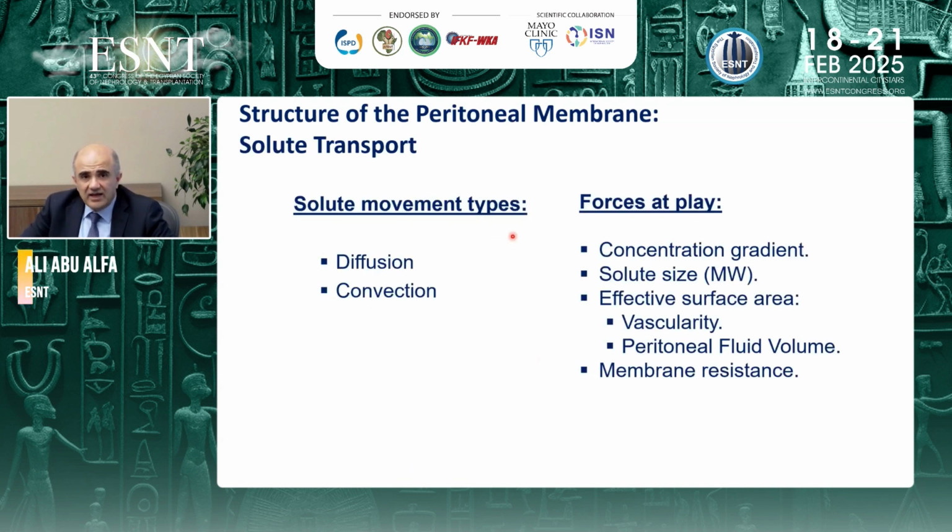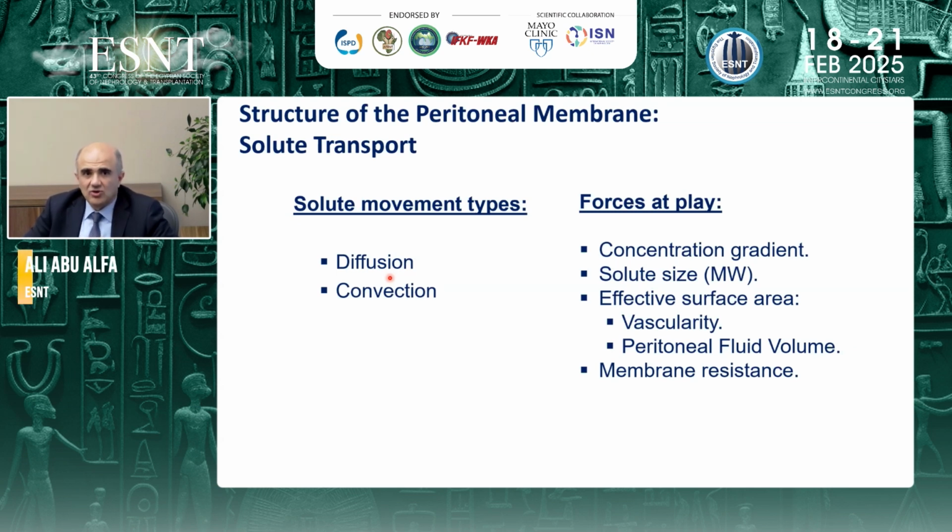So solute movement across the peritoneal membrane is like any other membrane. There is diffusion and convection. Diffusion is the movement of a solute across the semi-permeable membrane, if it allows it to pass in terms of, let's say, pore size or charge, and if the gradient is permissive. Convection is the solute being carried with whatever water is moving through that pore or barrier.